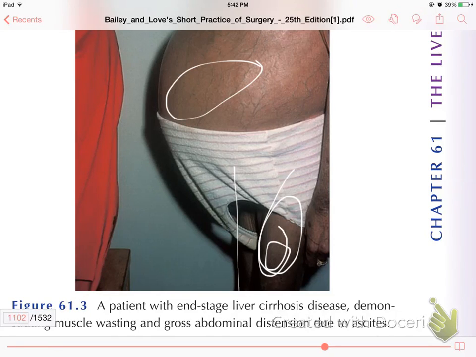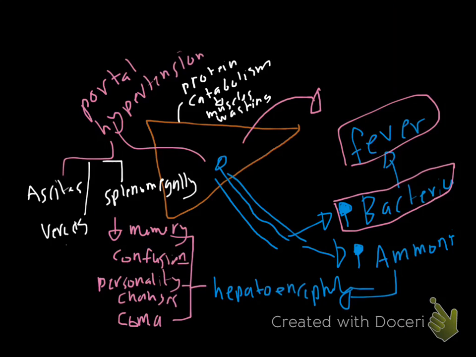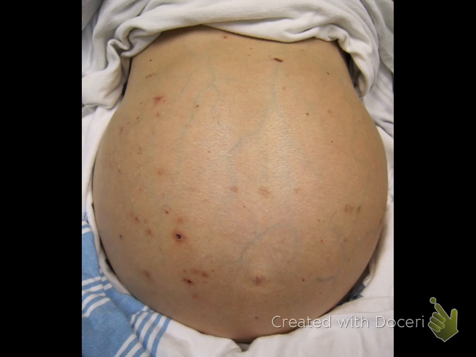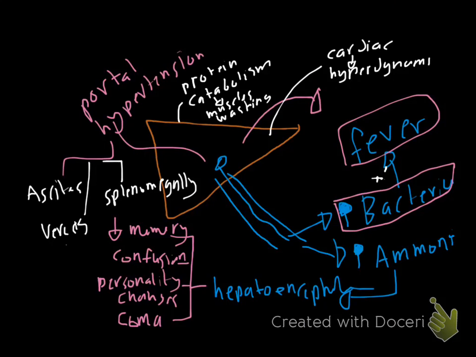Okay, the final group of signs of liver failure is cardiac signs, in what we call hyperdynamic circulation. So what is hyperdynamic circulation?